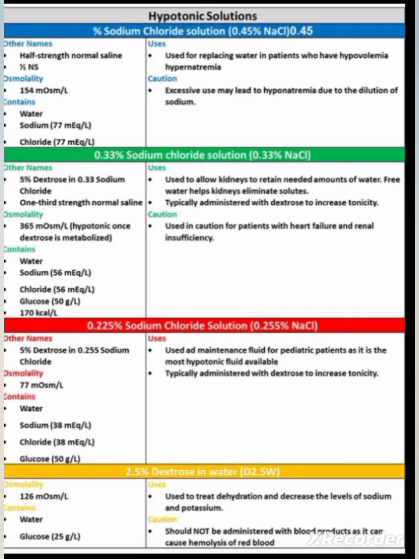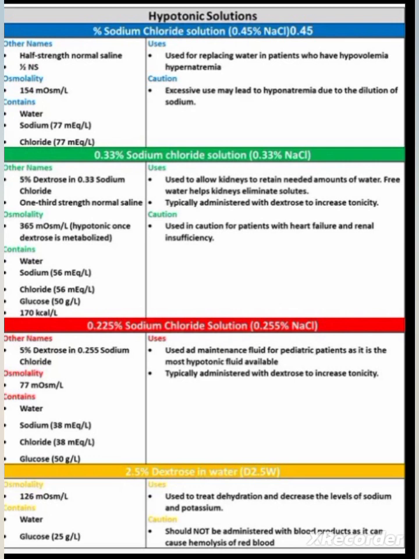Another hypotonic solution is 0.3% sodium chloride. The other name is 5% dextrose in 0.33% sodium chloride. The osmolality is 365 milliosmoles per liter, and the contents are sodium 56 mEq per liter, chloride also 56 mEq per liter, glucose 50 grams per liter, and the calories are 170 kilocalories.